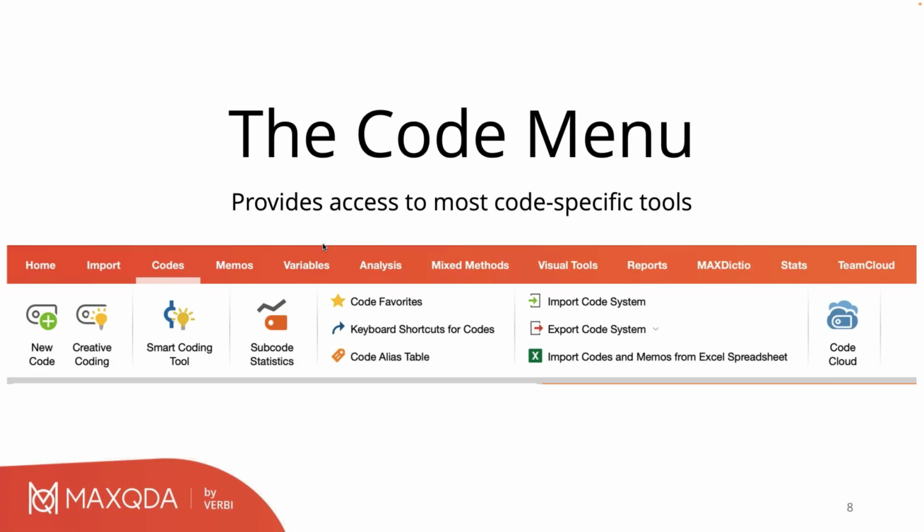In MAXQDA, you'll notice in the ribbon or the menu structure of the software, there is a menu that's focused just on codes, and that provides access to several important features, such as the ability to create new codes, a graphical ability to do creative coding of building a code system, the smart coding tool, which I'll spend a lot of time on later, the ability to look at code statistics, to identify codes as favorites, keyboard shortcuts, to import and export a code system, to import codes and memos from Excel, and even to create a cloud of your codes as a visualization.